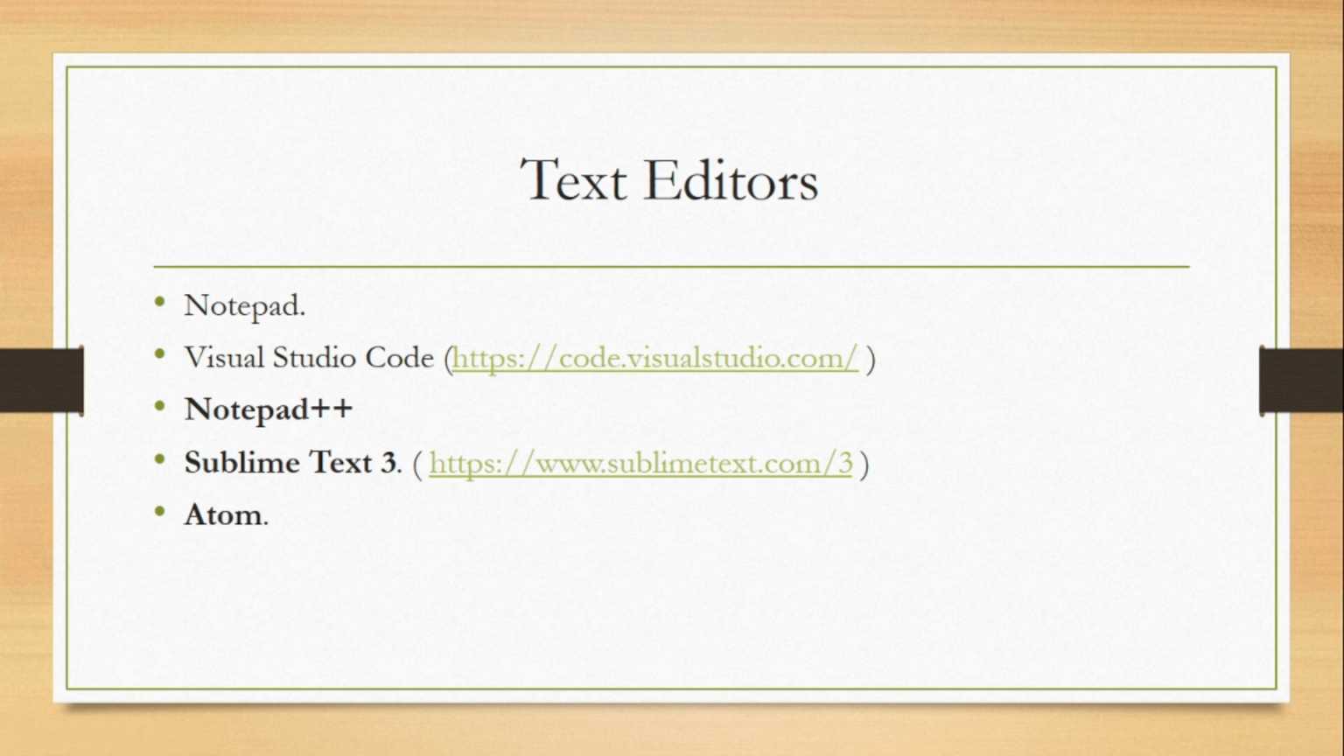Now let's move on to look at text editors. When we talk of text editors, they are programs that provide the playground on which we write our HTML documents. Examples of text editors is the common Notepad, which can be found on all Windows operating systems. We can talk of Visual Studio, Notepad++, Sublime Text, and Atom. To download any of these, Visual Studio or Sublime Text, you can follow the link here, then you get it.